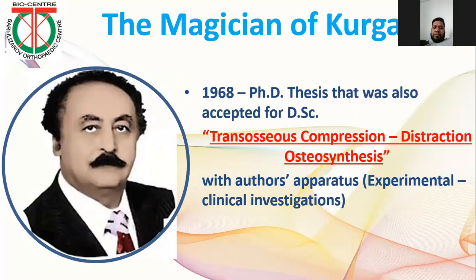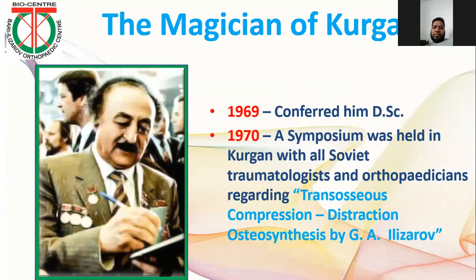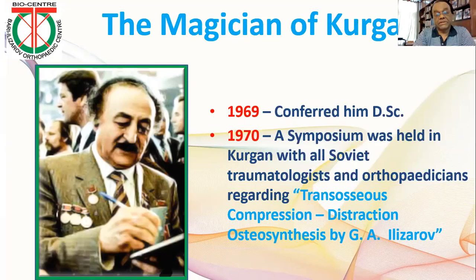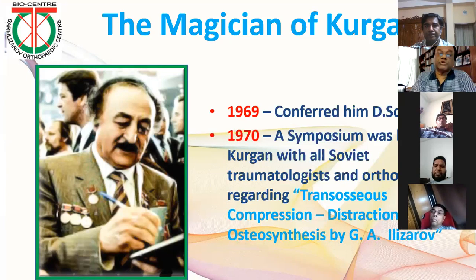And in 1969, he was conferred the PhD and DSc. DSc is a Doctor of Medical Science and PhD is the philosophy of medical science. In 1970, there was a symposium of all Soviet traumatologists and orthopedists, which was conducted by Gabriel Abramovich Ilizarov.